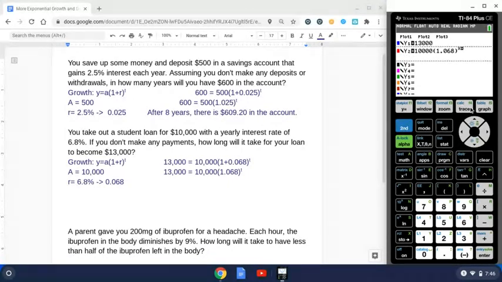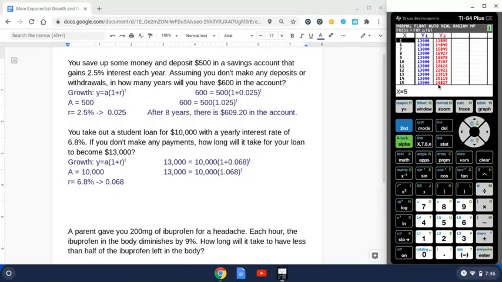All right, so looking at the table, I've got my 13,000, and I'm looking. So at my starting value after 0 years, I'm at 10,000. After 1 year, it's at $10,680. Let's see. After 4 years, we're at $13,010. So after 4 years, so if you were going to a 4-year school, this loan would be $13,010 exactly.